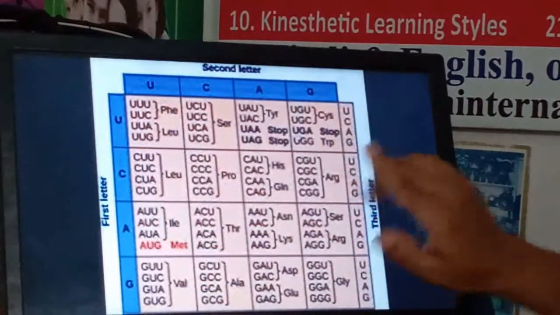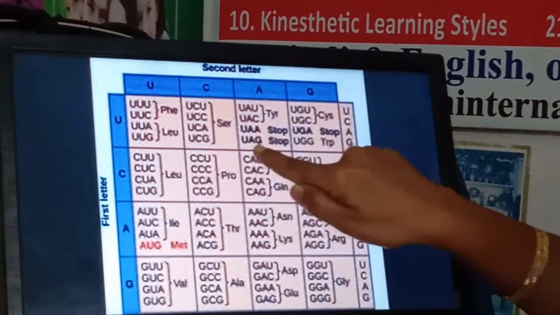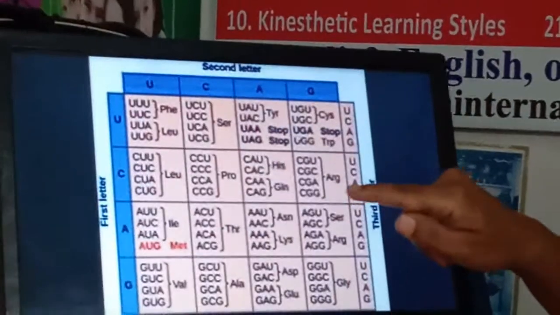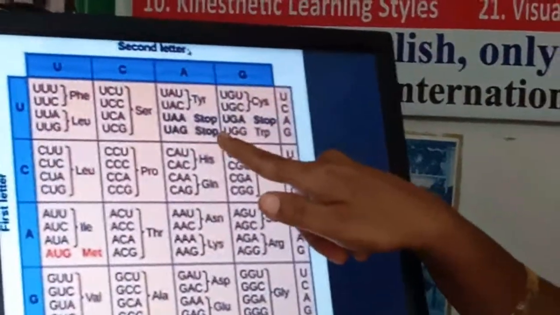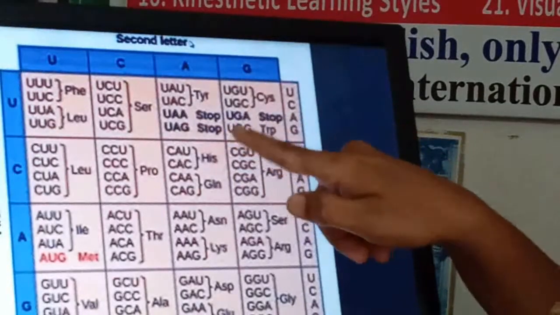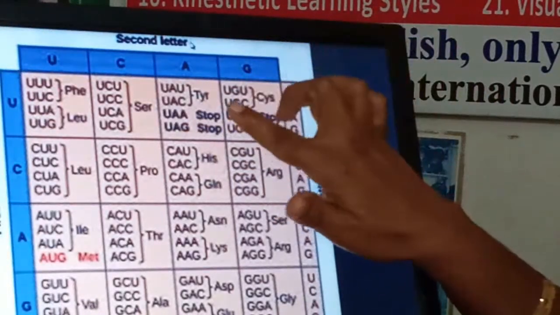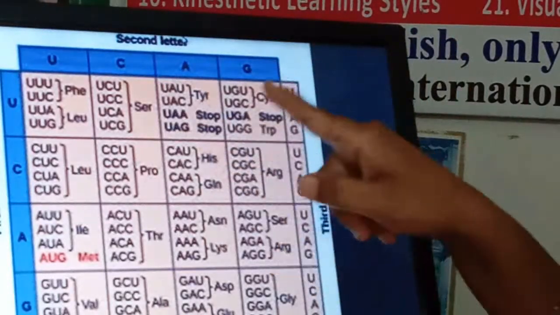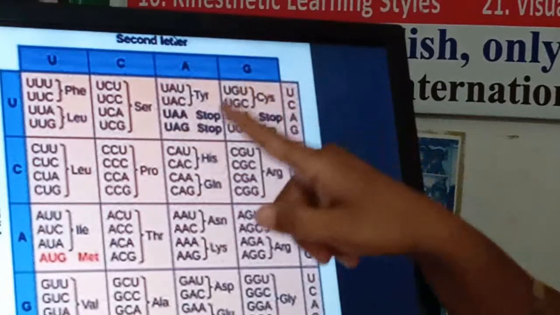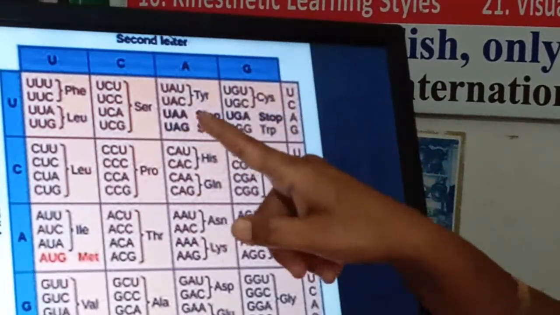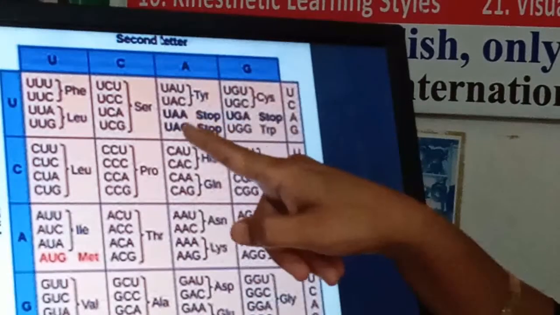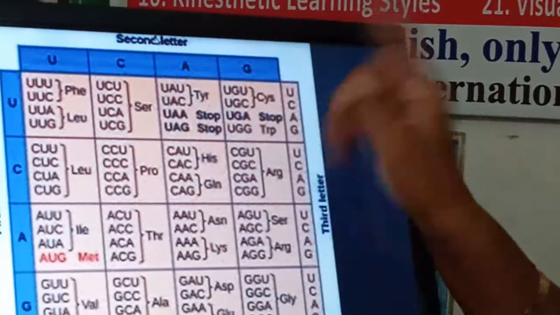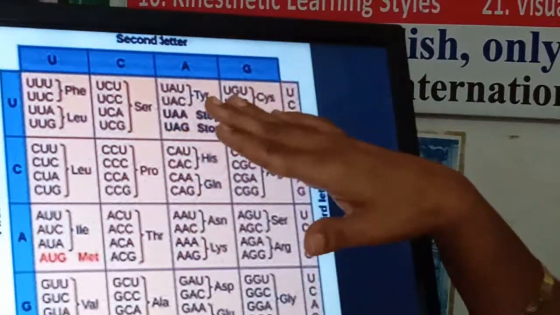If you see this table, UAA, UAG and UGA, three codons are given in bold, and ahead no amino acid name is given. It is given as stop. So these three codons do not code for any amino acids. That's why they are known as stop codons or nonsense codons. Whenever these three sequences come in the mRNA sequence, the process of adding amino acids will be stopped, meaning the translation process will be stopped.